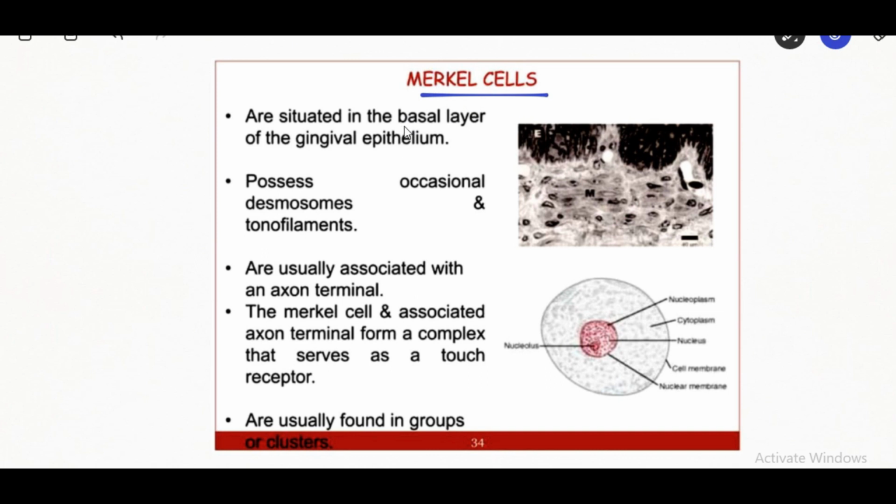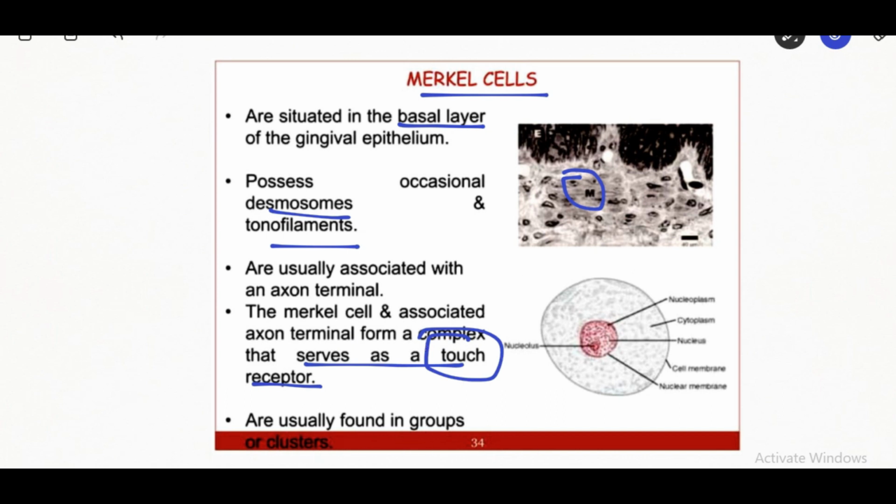Merkel cells, where are Merkel cells located? They are situated in the basal layer of the gingival epithelium. Their main function is that they serve as touch receptors. They are occasionally found in groups or clusters.